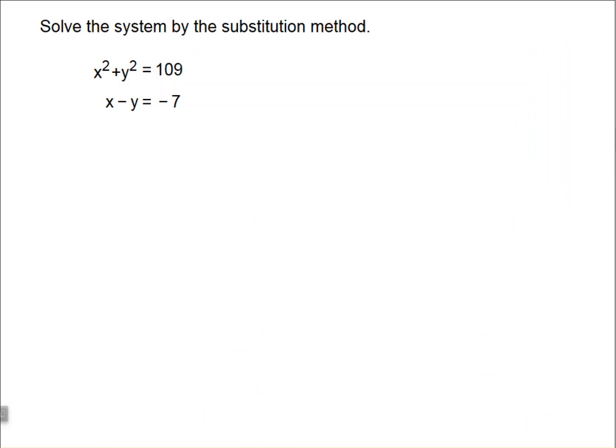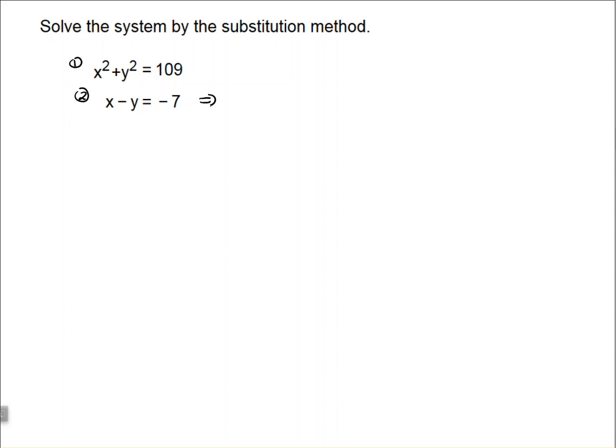Right, so let's say we have a system: x squared plus y squared equals 109, which is a circle, and x minus y equals negative 7, which is a linear equation, or a straight line. And let's do it like we did it before. Let's call this equation 1 and that one equation 2. So to use substitution, you need to solve one of the equations for a single variable. Now, since the variables in my second equation have the exponent of 1, that's the equation that I'm going to use. I'm going to solve that second equation for x.